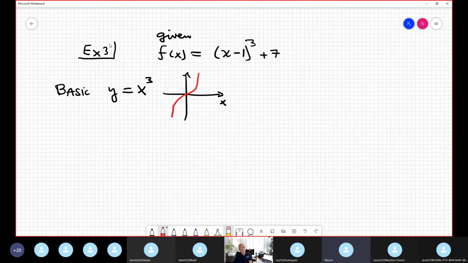Look like that. Okay. Typical point 0, 0. This is a typical point. 1, 1 is a typical point. And 1, negative 1. This is a point. Look, 0, 0.